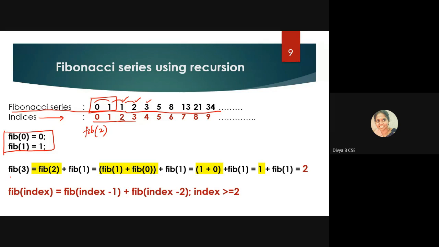So here, if I have to compute Fibonacci of 3, what should be given? It should be Fibonacci of 2 plus Fibonacci of 1, right? That would be the fib of 3. Are you following me? Fibonacci of 2 is Fibonacci of index minus 1, right? If it is Fibonacci of 3, this should be fib of 2, index minus 1, plus index minus 2, which will give me Fibonacci of 1.